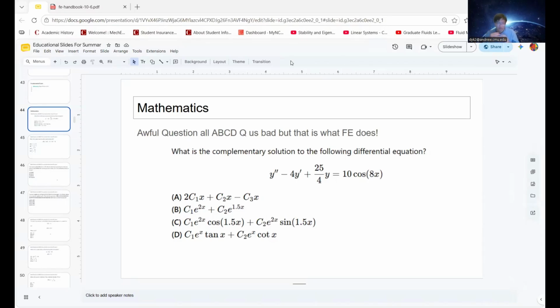There's a few things I need to say. The first thing I'll say is that these are practice questions from different textbooks. They're kind of bad because they are ABCD questions. You'll see what I mean by bad, because they are technically ABCD questions and they can never be good, because ABCD questions are pretty bad. But that's how the FE exam goes.